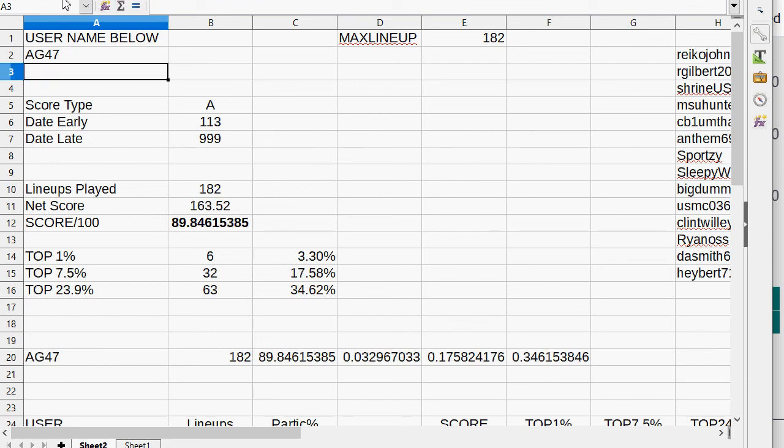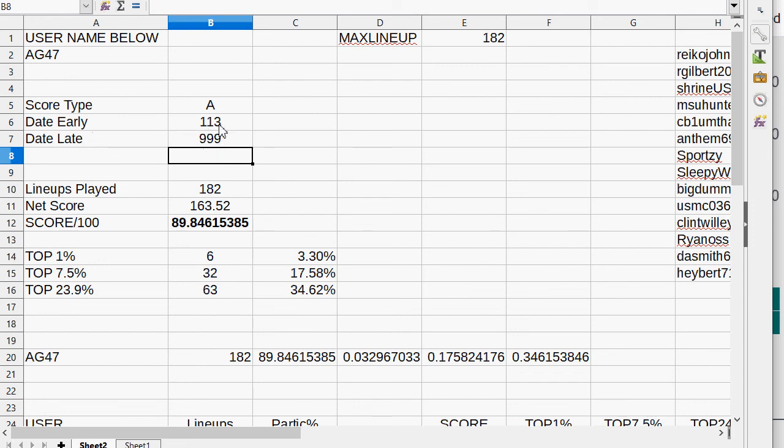So for me, I put in statistics. Now, why would I use these statistics? Because 1, I'm a standings freak. 2, if there's a player who wants to challenge me to a big game of some sort, I can actually see if they played these games, statistically speaking, how they've done. So I put in score type. I put in date, early, and late, so I could look at a range of dates.